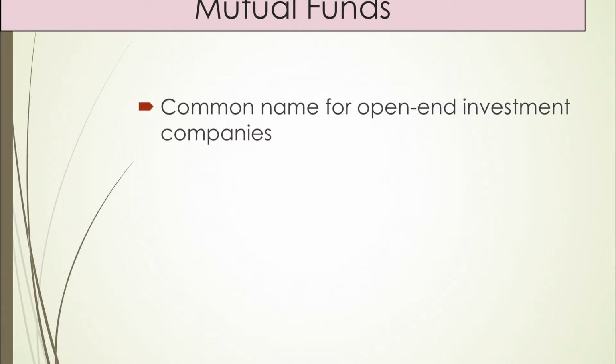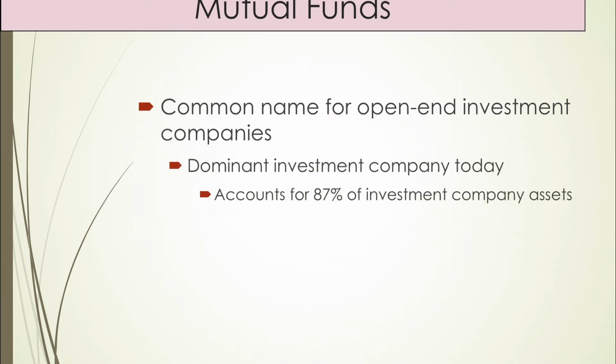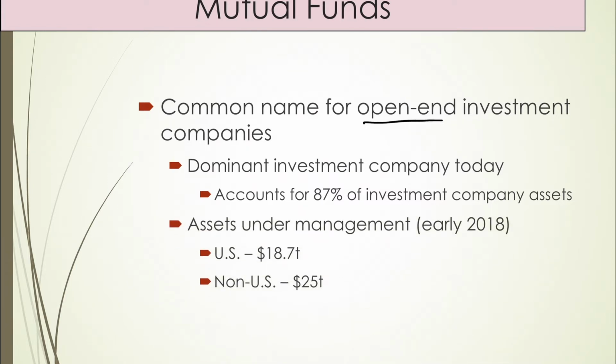So with mutual funds, this is a common name for open-end investment companies. This is the dominant investment company today. They account for 87% of investment company assets. And in early 2018, you can see that their assets under management were $18.7 trillion in the U.S., and in the non-U.S., they were $25 trillion.